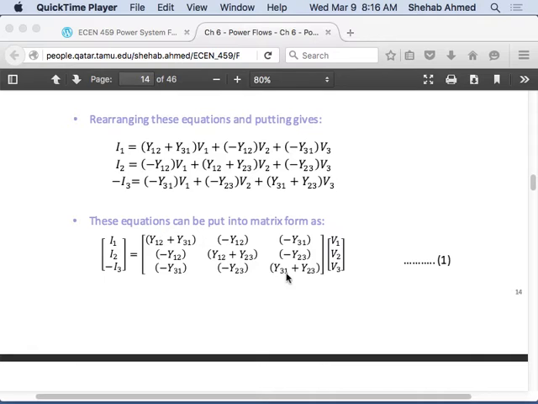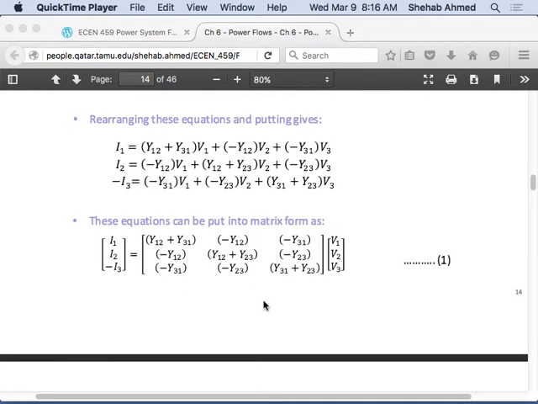And then the matrix is also symmetric. So Y12 is equal to Y21 element of the admittance matrix. If you get the top half, you just copy the bottom half. That's how you check if your work is right or wrong. So the admittance matrix can quickly be constructed.